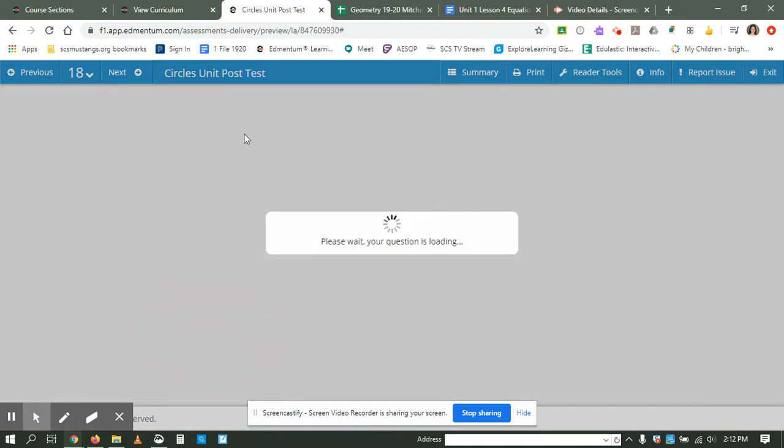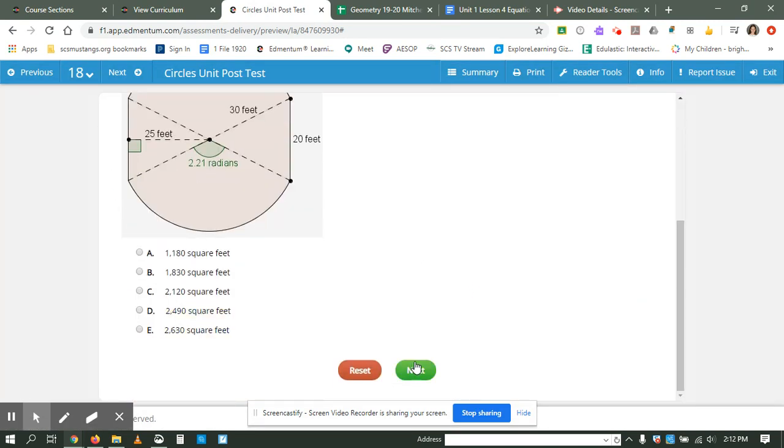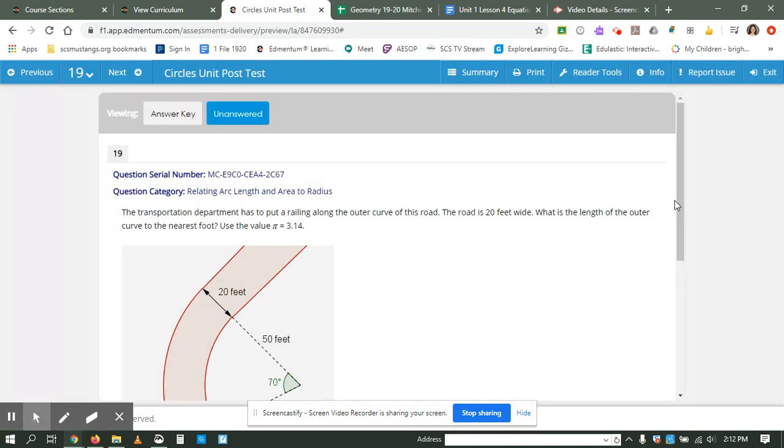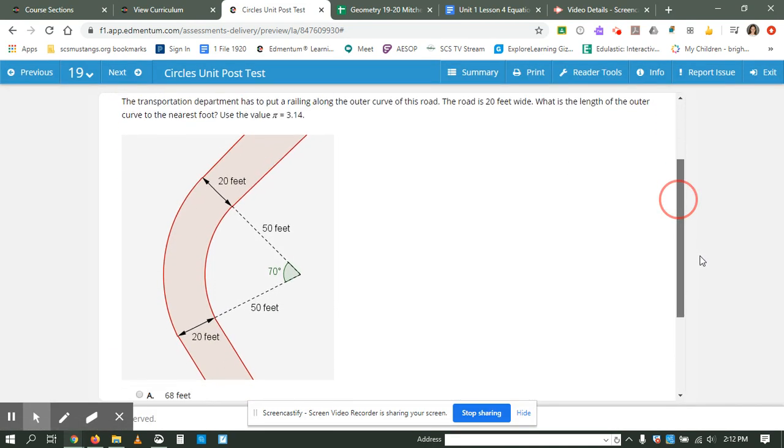Okay, taking a look at 19. So looking at this one, we've got a transportation department has put railing around the outer curve of this road. The road is 20 feet wide. What is the length of the outer curve to the nearest foot? So this is one where the key word here for you is length. What is the length of the outer curve?